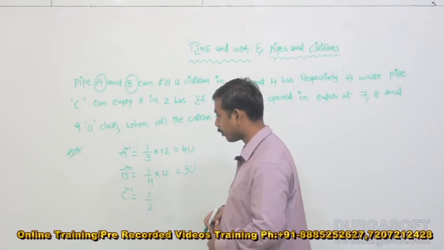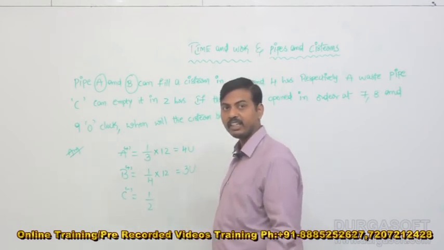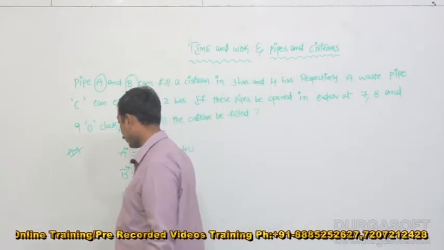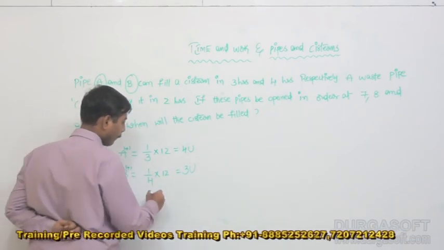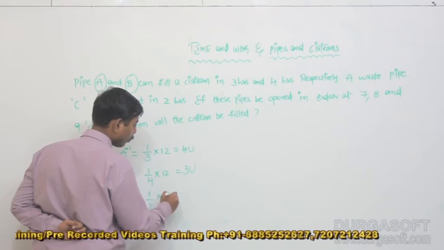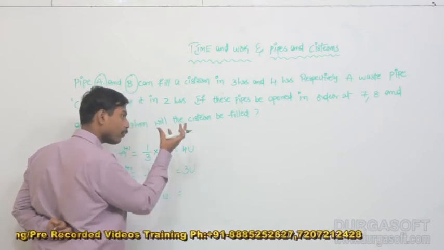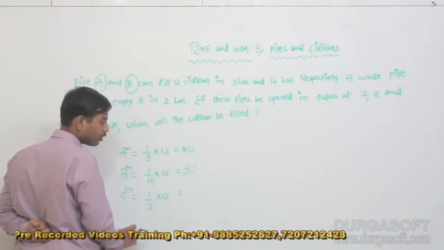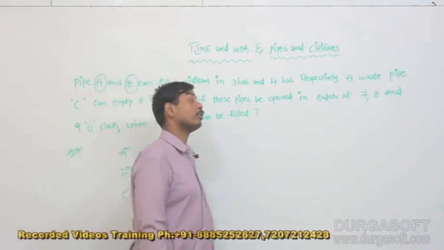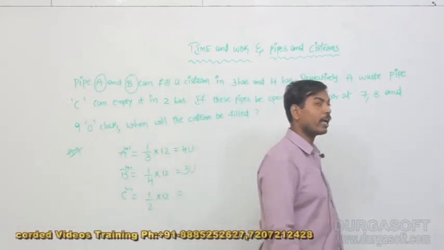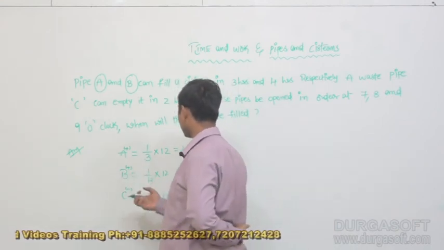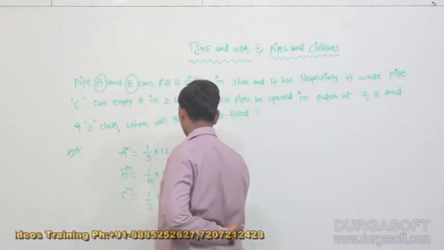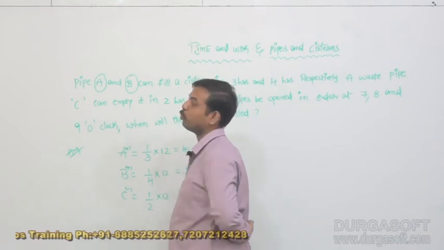Alright, when I talk about the next one, C, is pipe C a filling pipe or a leakage pipe? Pipe C is a leakage pipe. Pipe C needs how many hours to leak the total 12 units of water from the tank? Pipe C requires 2 hours. Each and every hour, pipe C leaks how many units of water from the tank? 6 units.